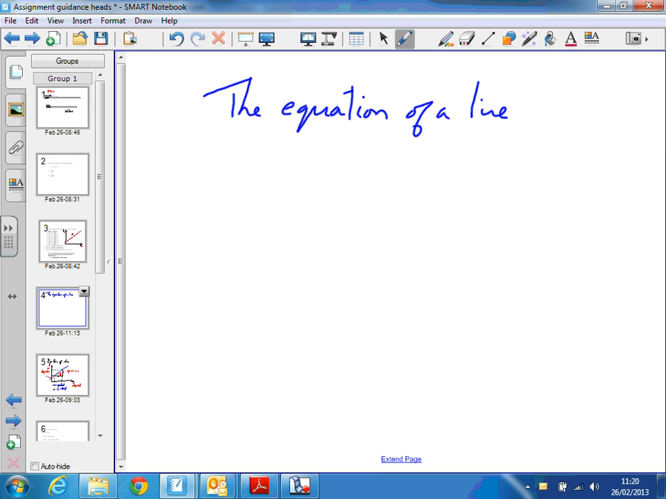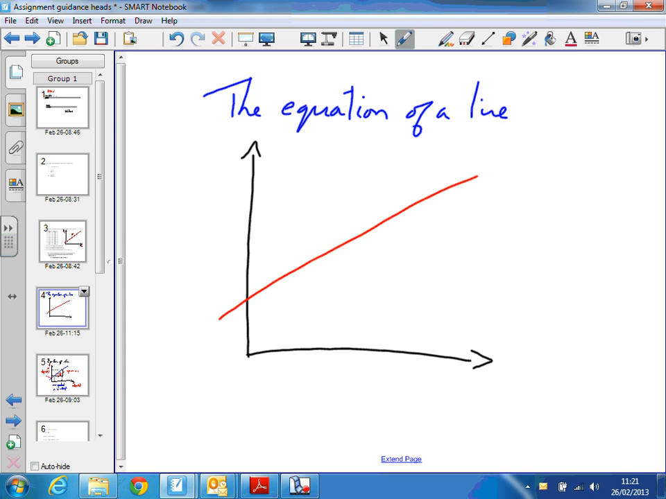So let's just summarize the main points. I'm hoping it's something that's not going to be unfamiliar to you. You would have done it in the past, I'm sure. Here's my line. The equation of the line is this. Y equals mx plus c. That's the equation of a line.